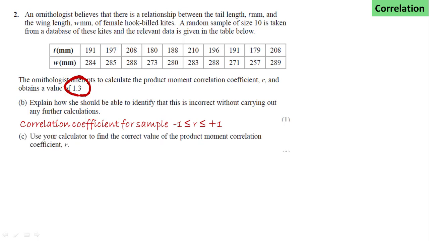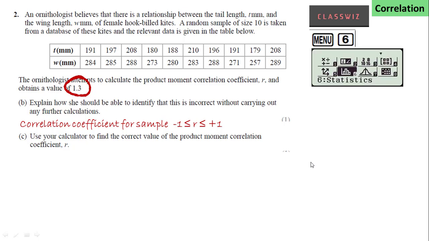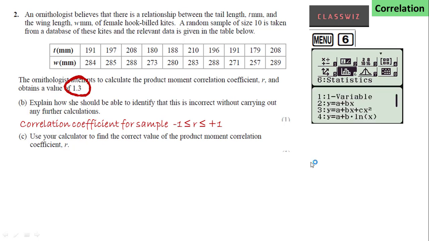You may be asked to calculate the product moment correlation coefficient for a table of data, and we're going to do that with the ClassWiz calculator. And here we will choose menu and option 6, statistics functions. We get a second menu. We're going to choose option 2, y equals a plus bx, because we want to do a linear correlation. At that point we get the opportunity to enter the table into the calculator.